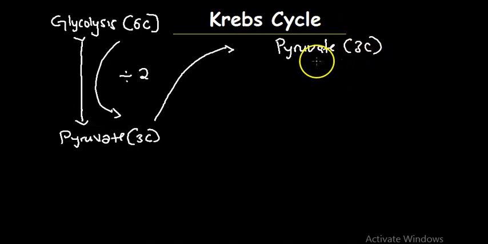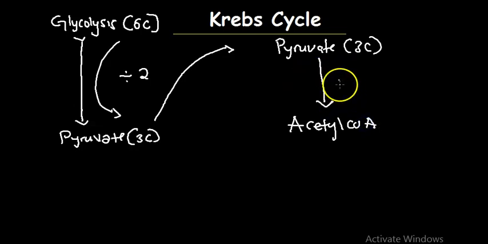Here we have our pyruvate. Remember our mnemonic, I hope you wrote it down. Pyruvate into acetyl-CoA. With which enzyme? We said the pyruvate dehydrogenase complex.